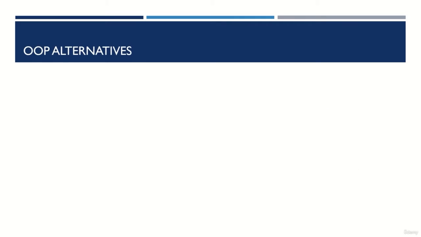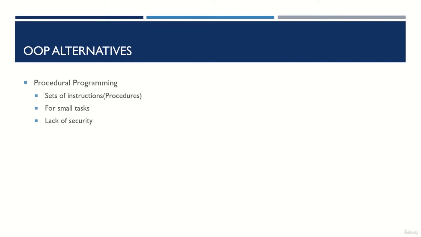Hello and welcome to this lesson about object-oriented programming alternatives. Here is a quick look at the most popular types of programming. The first alternative is procedural programming, and this type of programming can be defined as a programming model or paradigm which is derived from structured programming.